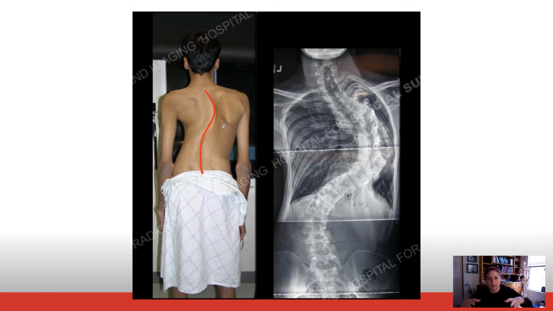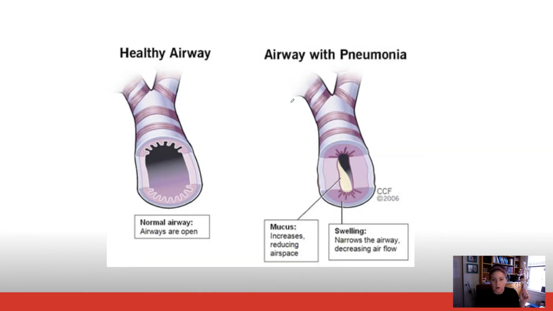So he's not going to have that nice expansion that we would get when we take a big breath in because of this biomechanical malalignment that he's got here. So obviously this is one kind of extreme case. Pneumonia also results in a restrictive lung pathology where you can't get the air in or out due to decreased lumen size.